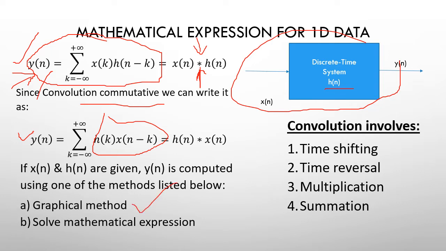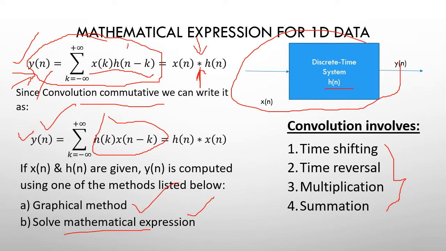There are two methods for computing y of n from x of n and h of n. One of them is graphical method. Second one, you can solve any one expression to get y of n. So I will use mathematical expression. I'll try to solve it. If you look at any of these mathematical expressions, you see that there are four different operations that you need to perform. And what are the four operations?